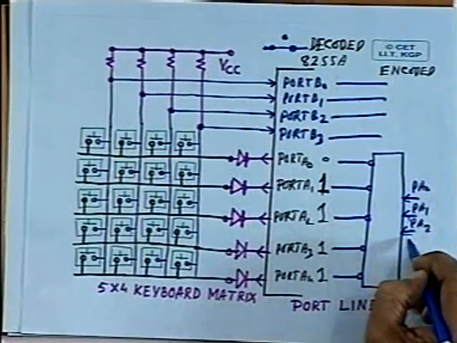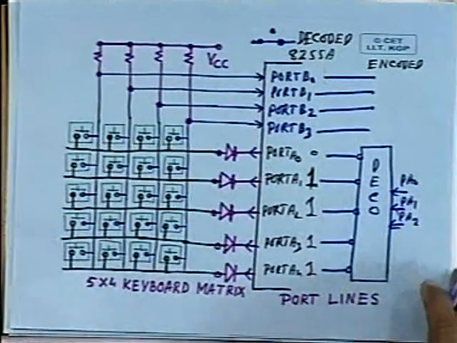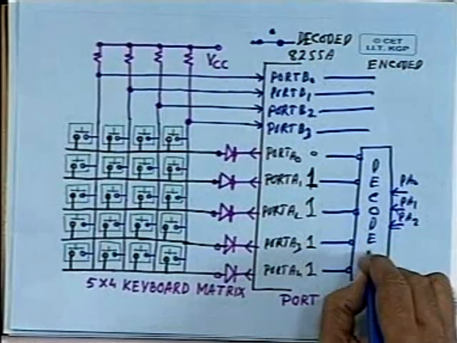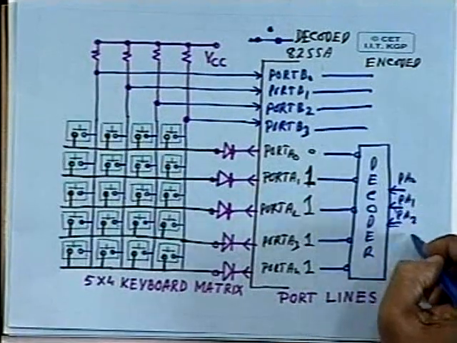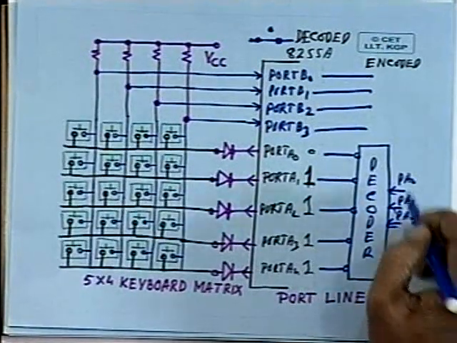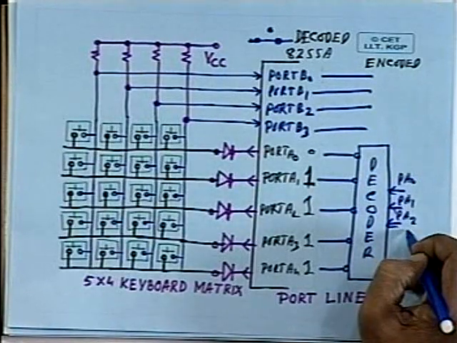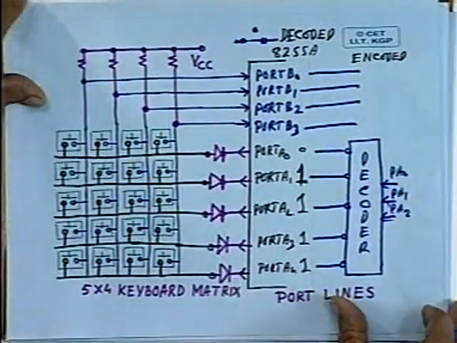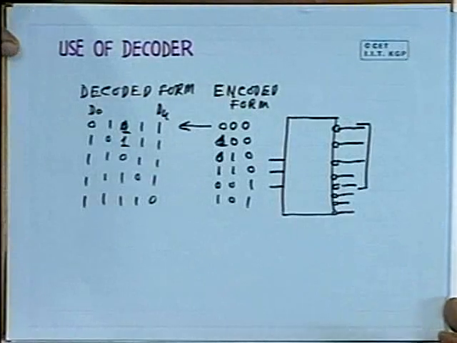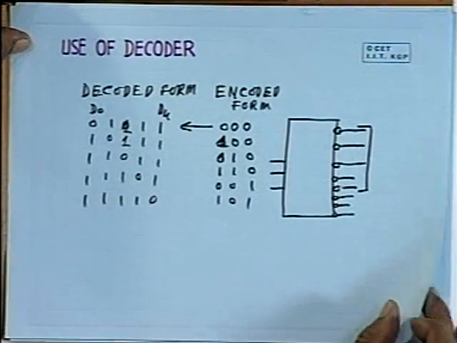And with the help of a decoder chip, which is additional hardware that you require, you are generating the decoded output. So the microprocessor will be generating, through the port lines, the encoded form of the row number, and you will get the decoded form of the row number here. So this is how you can make use of the decoder to reduce the number of port lines that you require in interfacing the keyboard.